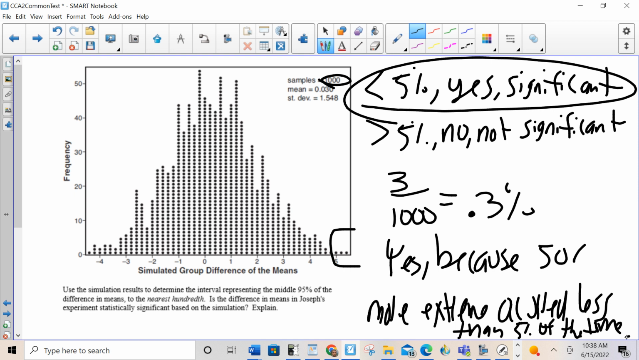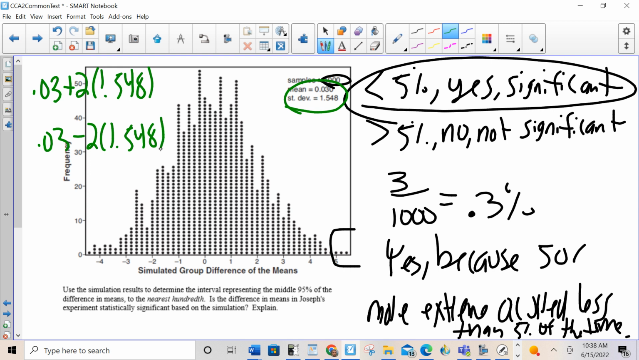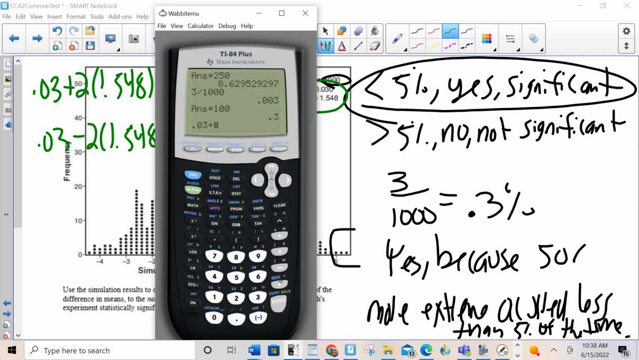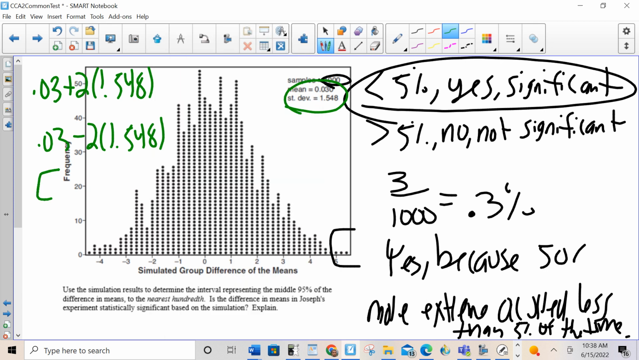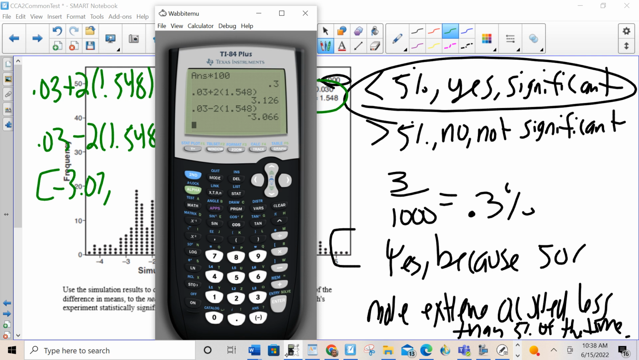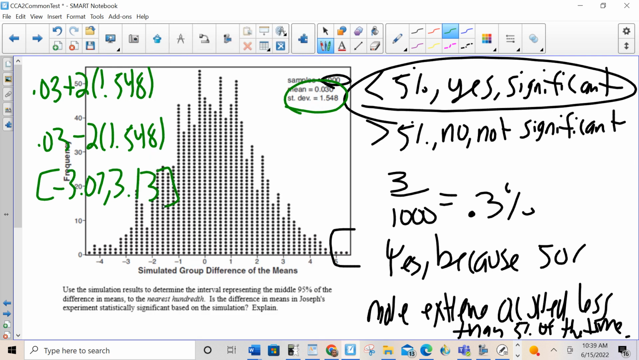Now, usually this is how you have to do this question. In this particular problem, they gave you the mean and standard deviation, and they actually asked you to find the confidence interval, which kind of made this problem a little bit easier. So I can now do the mean plus and minus 2 times the standard deviation. .03 plus 2 times 1.548 and minus, and it's said to round to the nearest hundredth, so I've got negative 3.07 and I've got 3.13.